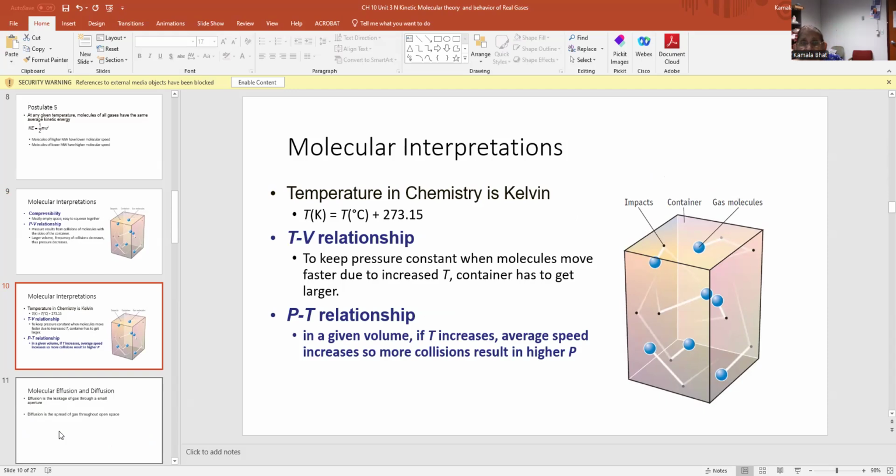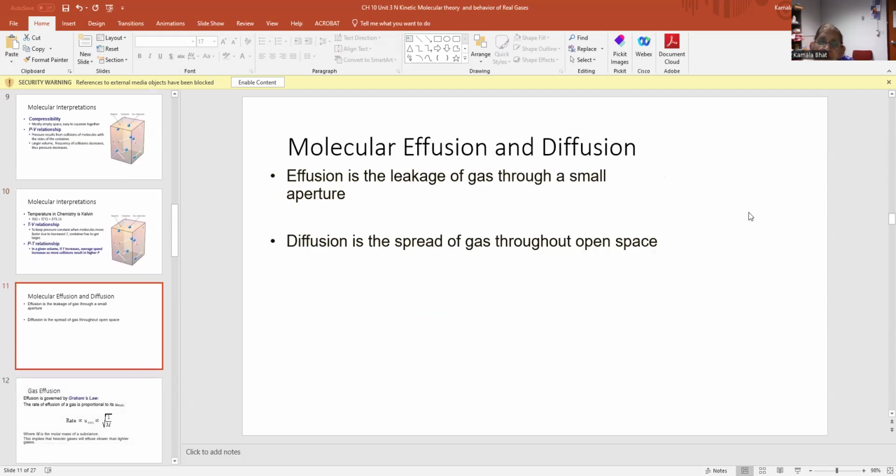Temperature in chemistry is in Kelvin. Temperature and volume: to keep the pressure constant when molecules move faster due to increased temperature, the container has to get larger. And the pressure-temperature relationship in a given volume: if temperature increases, then average speed increases, so more collisions will result in higher pressure.